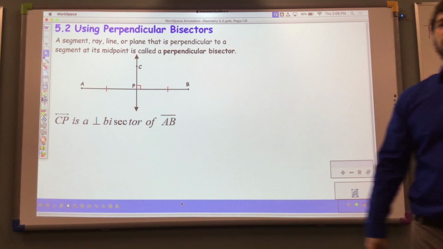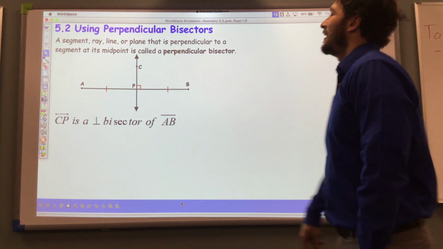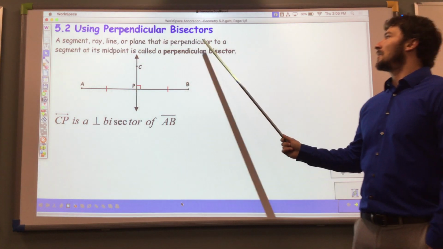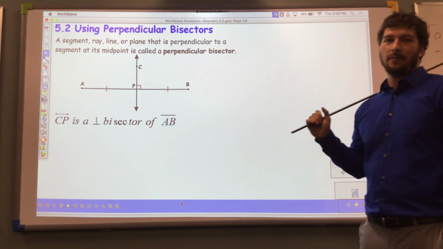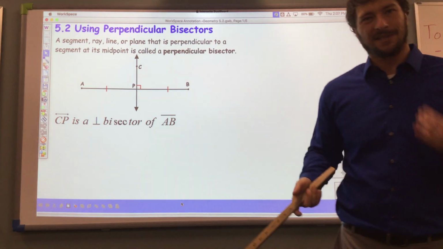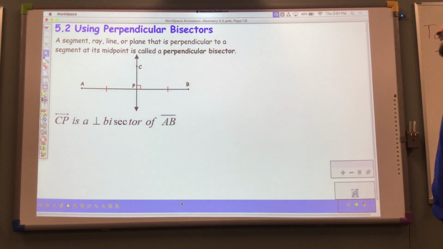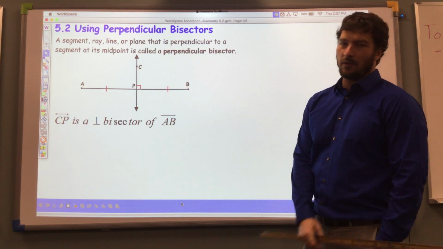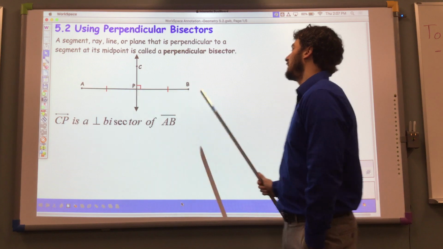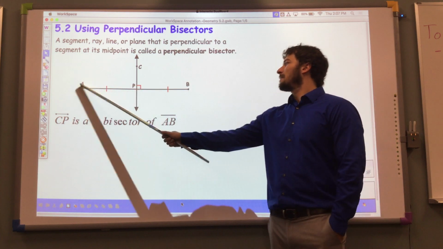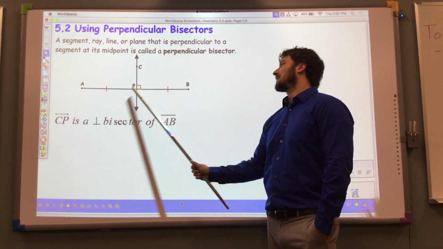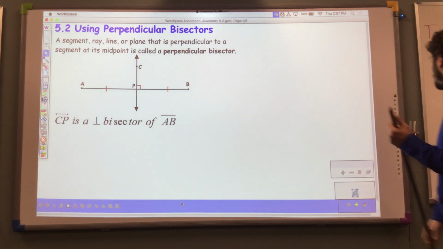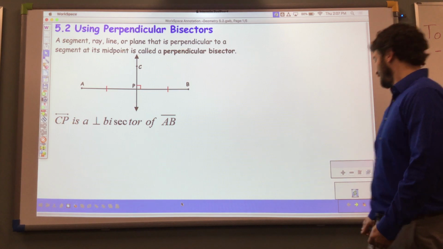Now the formal definition for a perpendicular bisector is that it's a segment, ray, line, or plane that is perpendicular to a segment at the midpoint. Okay? Midpoint because it's being bisected. So here we would say that line CP is the perpendicular bisector of segment AB because it's perpendicular to AB and it also bisects segment AB. So that's your definition for a perpendicular bisector.